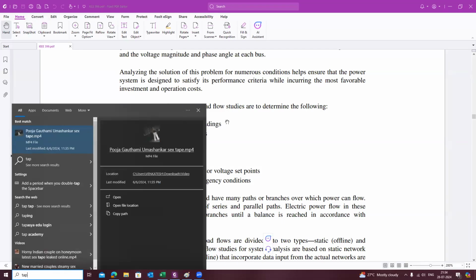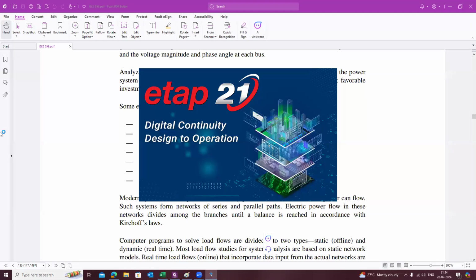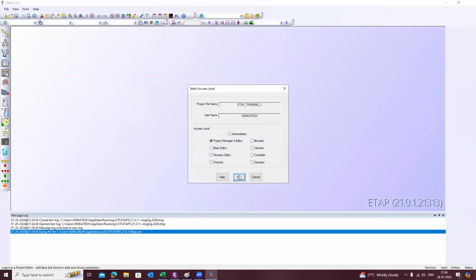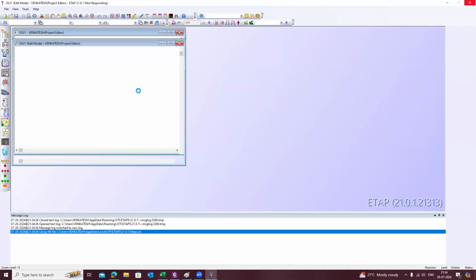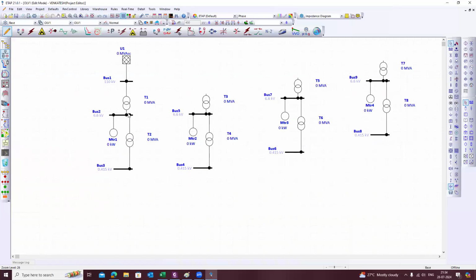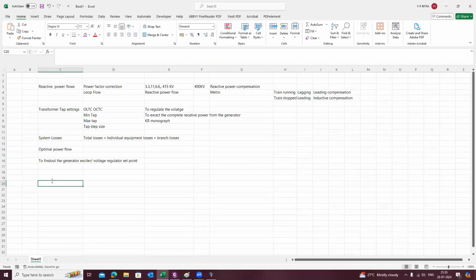Let me start the E tab. If I start with the E tab for the bus modeling, there are different types of buses. Let me open the software here. So if you see here, we have different types of buses. So let's start with the types of buses.